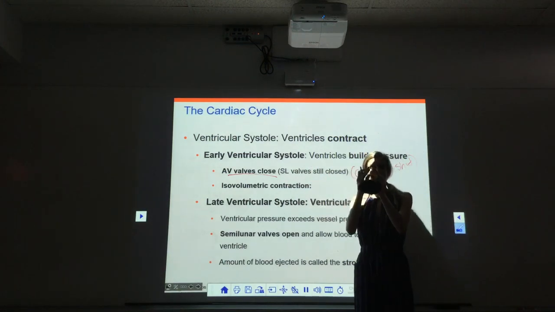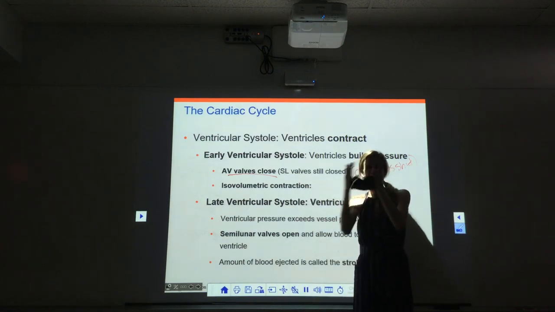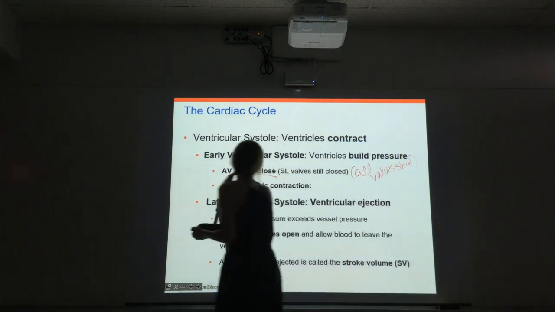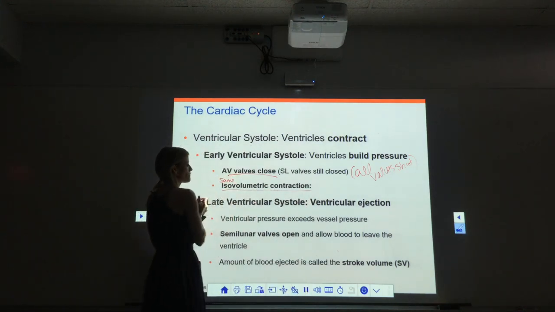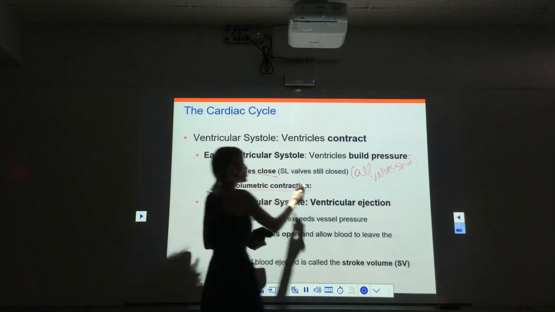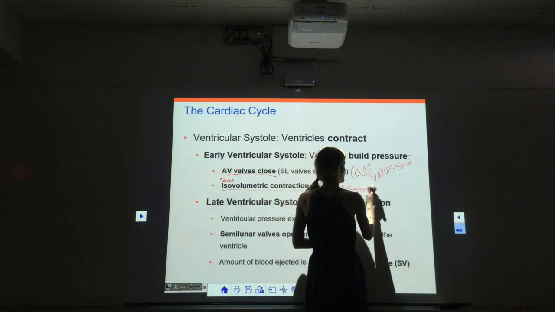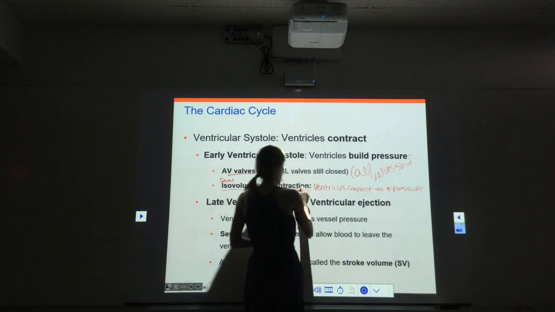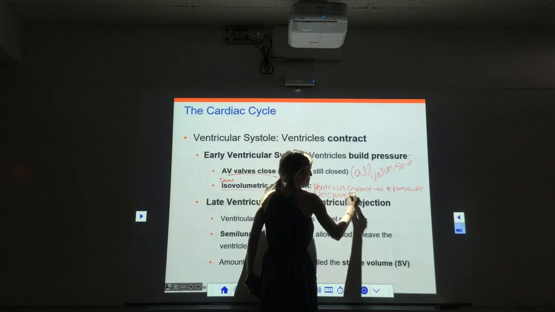But the ventricles keep relaxing, I'm sorry, they keep contracting. The ventricles keep contracting. They keep going to systole. They keep building pressure. We call this isovolumetric contraction. Iso means the same. So this is literally saying same volume measure contraction. So during this period in time, the ventricles contract to increase pressure, but there's no change in volume.